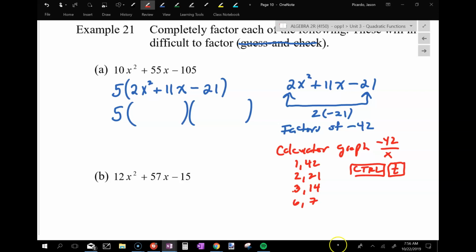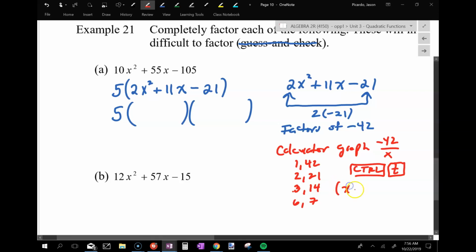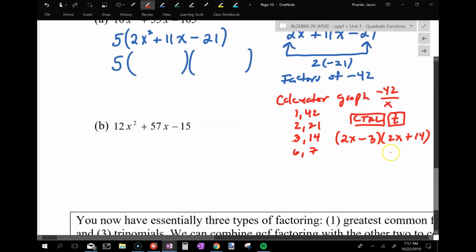Okay, so I'm going to go with an x. Oh, no, I'm not. I'm going to go with 2x minus 3 and a 2x plus 14. Anything I can do with the 2x minus 3? No. Anything I can do with the 2x plus 14? Take out a 2, what does that leave? An x plus 7, right?